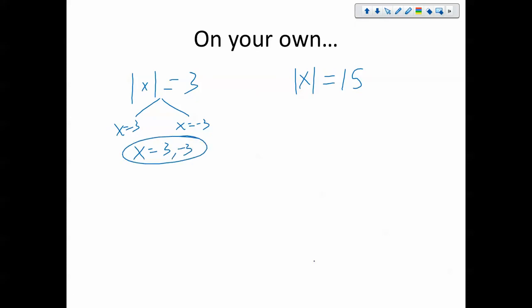And this one's basically the same thing. It's saying what number or numbers have a distance away from 0 equal to 15. Again, we split that up, because it could be 15 or negative 15, and that's my solution because I have no more solving to do. It's 15 or it's negative 15.